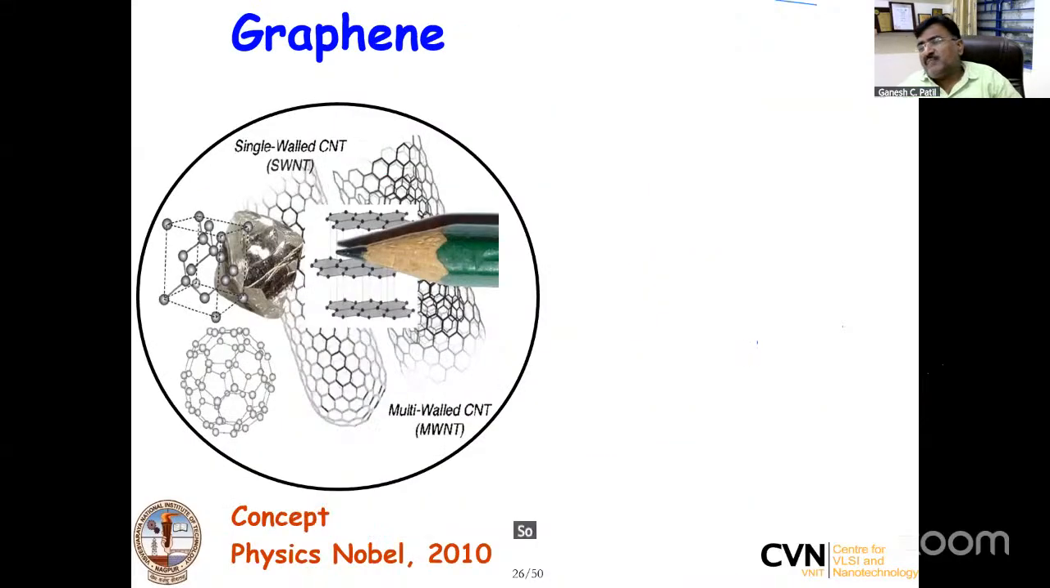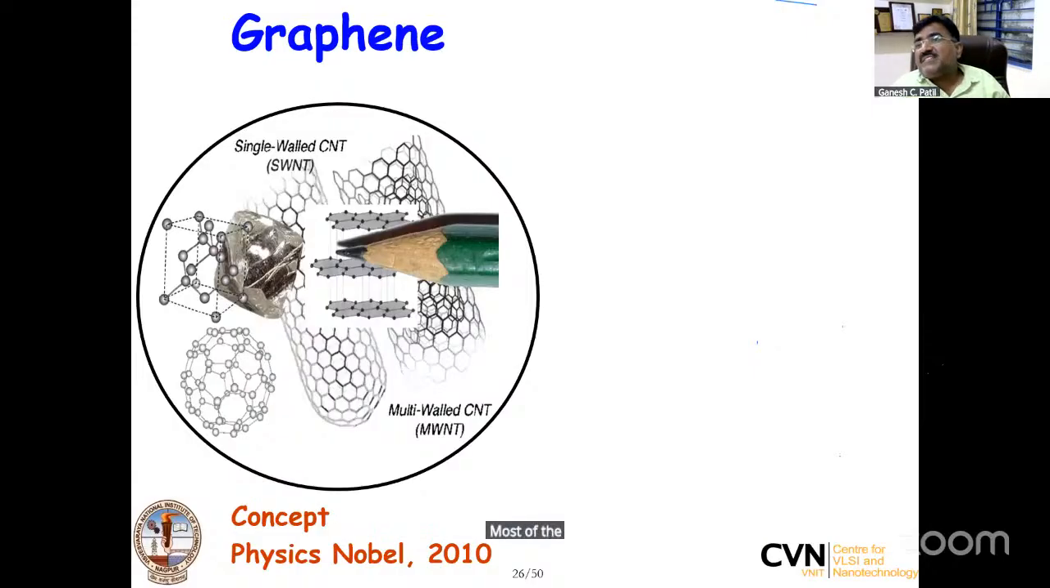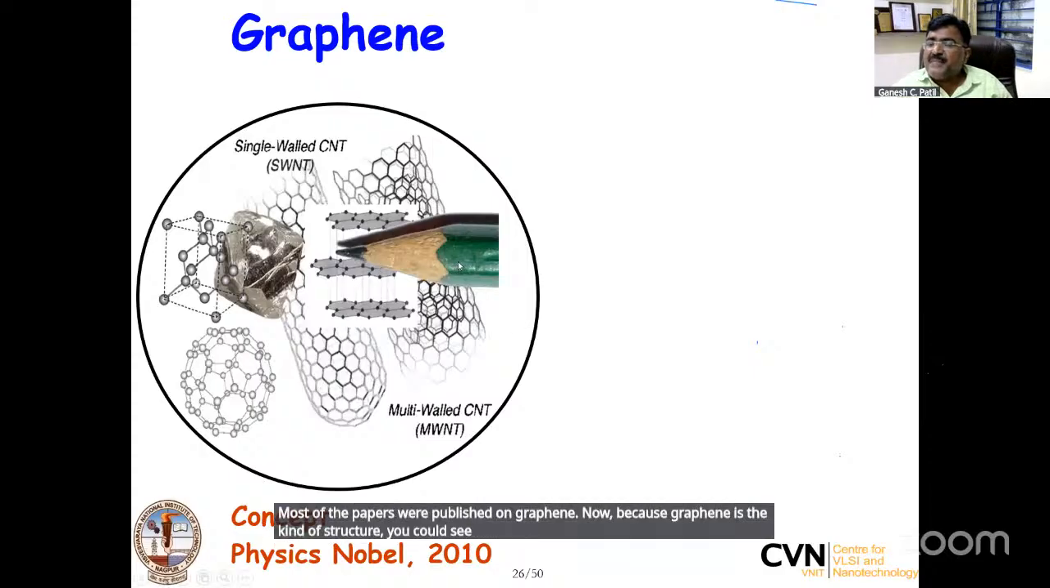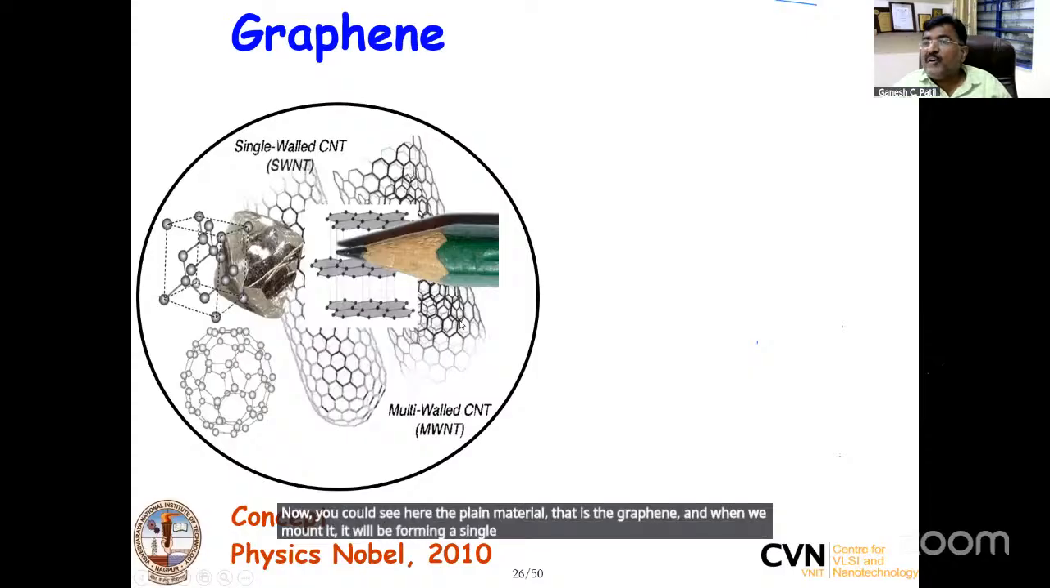So most of the research in 2010 people carried out with graphene. 2010 was the year where most of the papers were published on graphene. Now, graphene is a kind of structure: you could see graphite, the pencil we use, this is graphite. Here you could see the plain material, that is graphene, and when we roll it, it will form a single-wall carbon nanotube or multi-wall carbon nanotube. So these are all carbon polytypes.